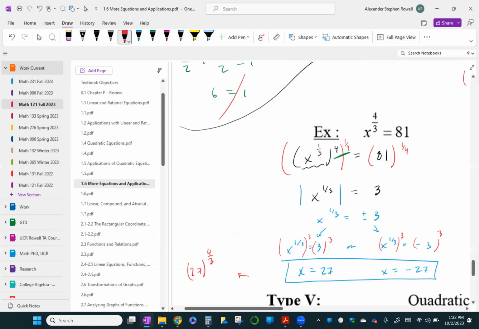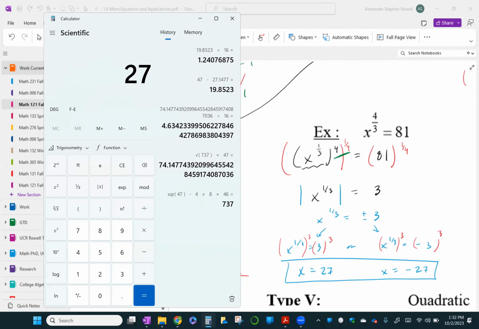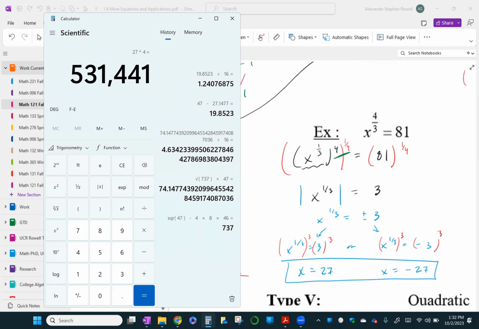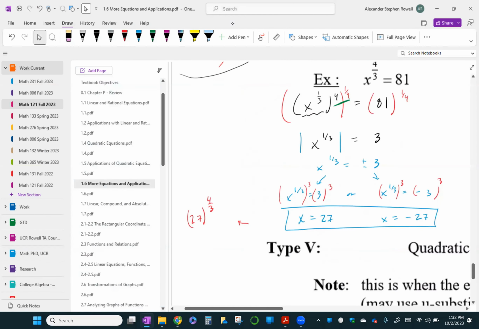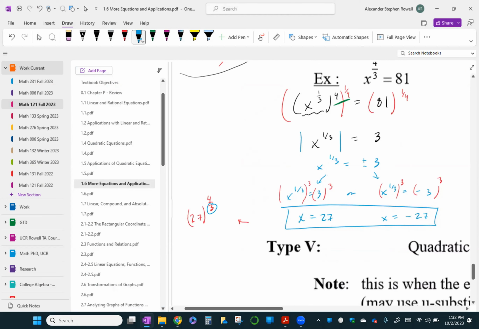All right, I'm going to erase you. What's 27 to the 4th? Huge number. And now I take the cube root of that, right? Turns out it's easier to take the cube root first because I'll deal with smaller numbers. So I would prefer to deal with the cube root first. What's the cube root of 27? It's just 3, right? Then I get 3 to the 4th is 81. And that's what we wanted.